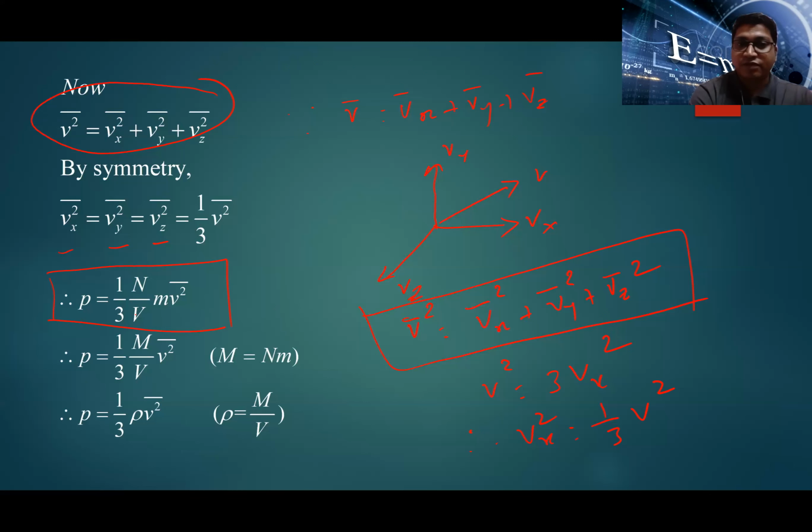Now what is n upon v? Remember, what is n into m? In our consideration, we said that n into m is nothing but the mass of the gas. We can replace n into m with a capital M. And what is M upon v? Density. So we can even express the pressure in terms of the density of the gas molecules. It all depends upon what sort of data they have given in the numerical. If they have given you the number of molecules, the total mass of the gas, or the density, accordingly you will select the form of this expression for the pressure.